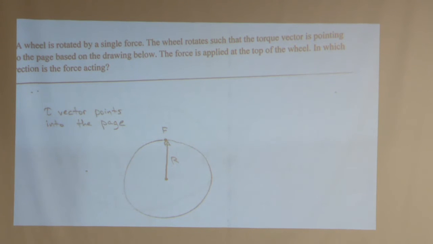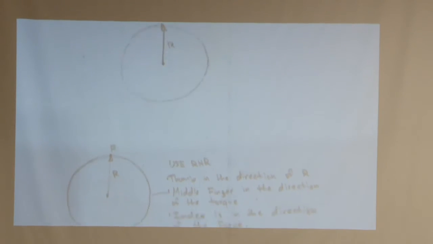These three fingers, the middle, ring, and pinky, are going to point in the direction of the torque. And we're given that the torque points into the page. So if that's the page, we're going to point into it, right? Now the radius is always from the center of rotation to the application of the force. Based on that picture, R is pointed upwards, right? So you put your thumb up, and then your index will end up pointing in the direction of the force. So your index is the direction of the force. For this problem, the force is going to be directed to the right.